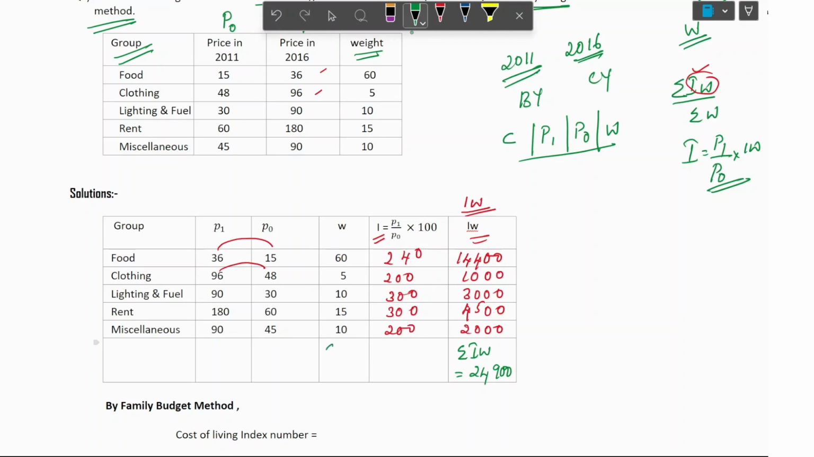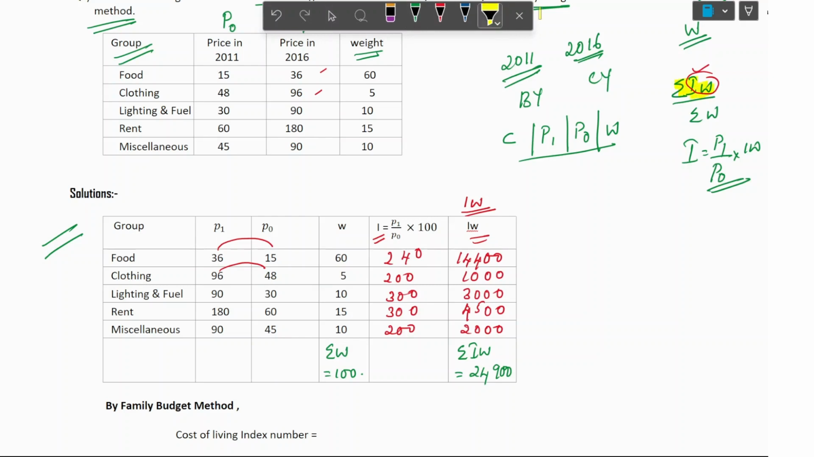Now what else do you need? You need sigma W, the total weightage. That means 60 plus 5 plus 10 plus 15 plus 10, that is coming 100. Okay, that means you have completed the first step. You have completed your table. The table consists of 6 columns: first 4 columns from the question and 2 extra columns. I showed you how to construct the columns.